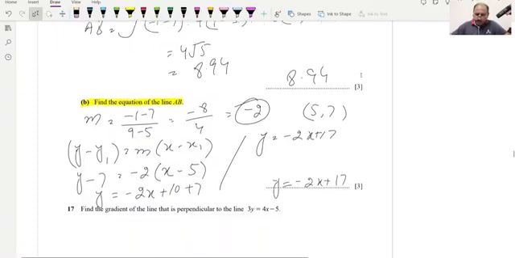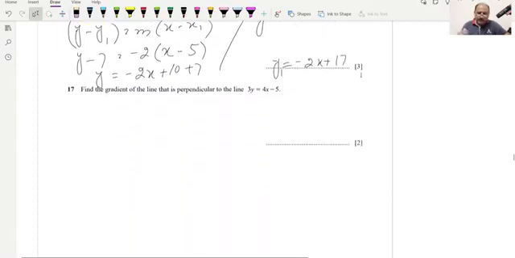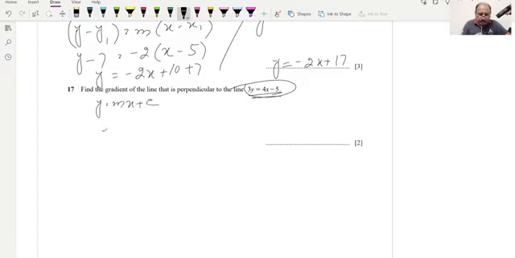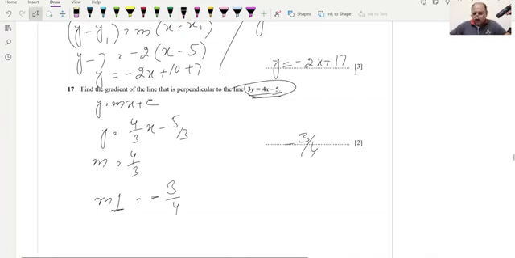Hopefully you understood. This is a 3-mark question. Find the gradient of the line that is perpendicular to this line. So first of all, we will write this line in y is equal to mx plus c format. So we can write this as y is equal to 4 by 3 x minus 5 by 3, and this will be the m value, 4 by 3. So the gradient of the perpendicular will be the reciprocal with changed sign, so it will be minus 3 by 4. Minus 3 by 4 will be our final answer for this question.